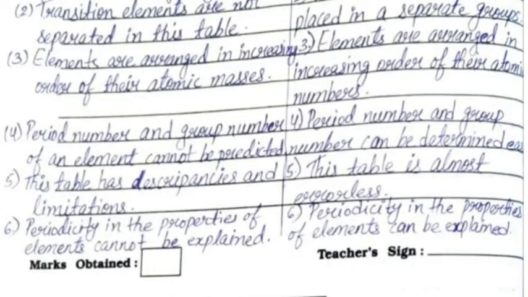Period number and group number of an element cannot be predicted in Mendeleev's periodic table. Period number and group number can be determined easily in the modern periodic table. Mendeleev's periodic table has discrepancies and limitations. The modern periodic table is almost errorless. Periodicity in the properties of elements cannot be explained in Mendeleev's periodic table, and periodicity in the properties of elements can be explained in the modern periodic table.